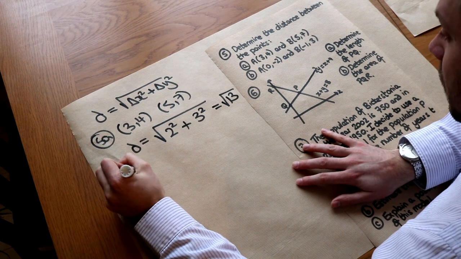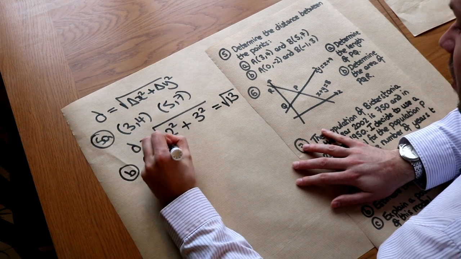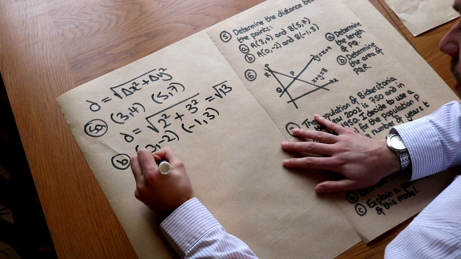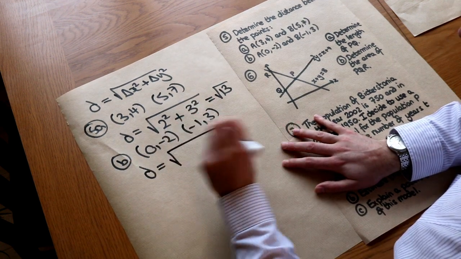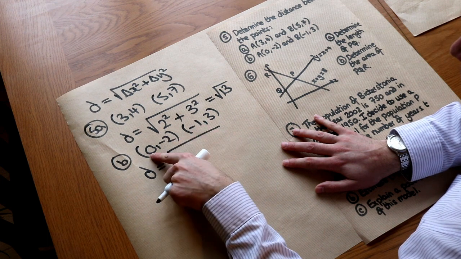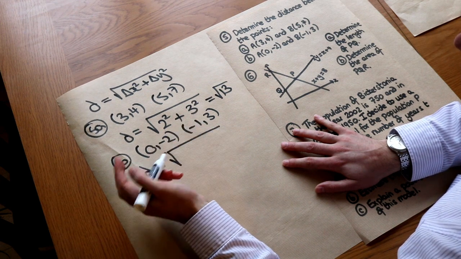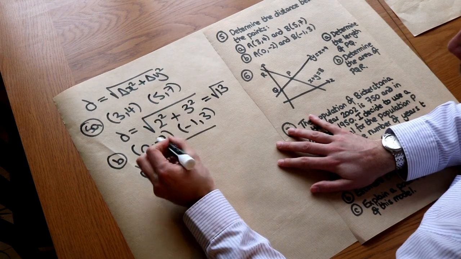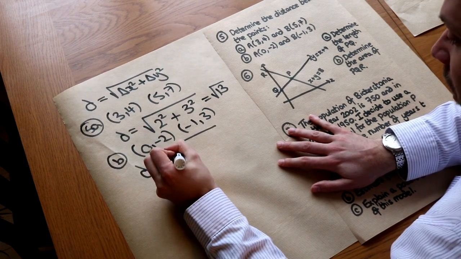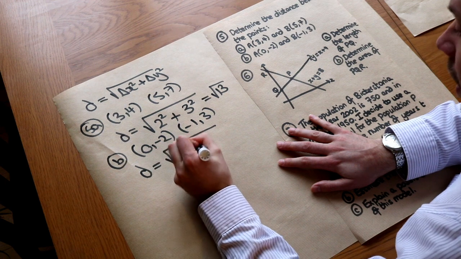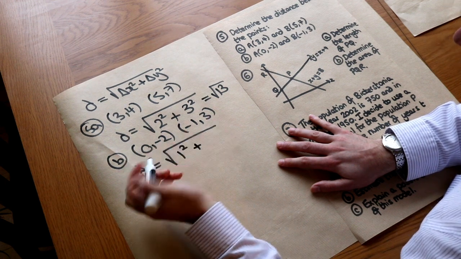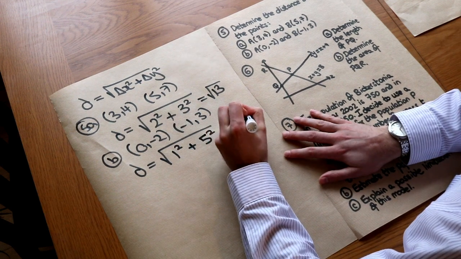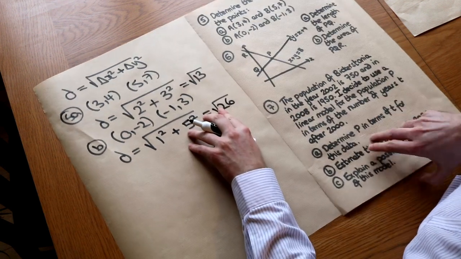And what about b? We've got this time 0, minus 2 and minus 1, 3. So the distance between those 2 points is just the square root of the change in x. Well, the change from 0 to minus 1 is minus 1. But to be honest, because we're going to be squaring it, we can just quote the difference as a positive value. So the change here is 1. We don't care about the sign. And the change from minus 2 to 3, well, that's going up by 5. So it's 5 squared. And that gives you the square root of 26.